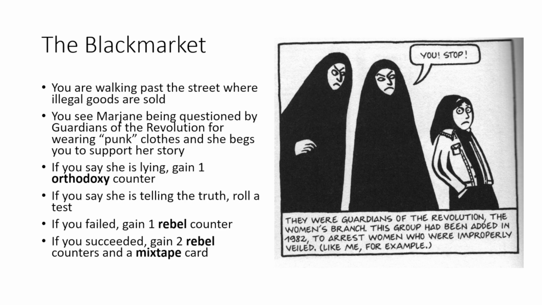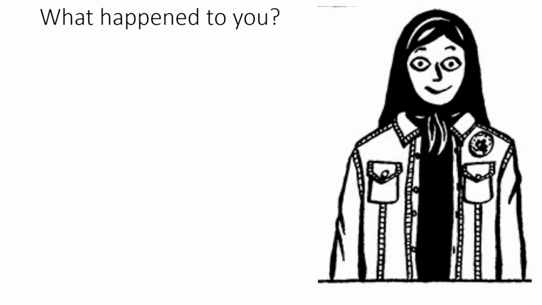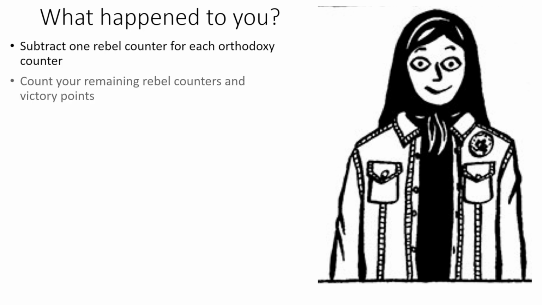So now we need to decide what happened to you, right? What will be your fate? So you've been getting all these different cards, and it's now time to count those cards. So the first thing, for every orthodoxy card you have, get rid of 1 rebel counter, right? So if you have 1 orthodoxy card and 3 rebel cards, discard 1 rebel card. Then count your remaining rebel counters and victory points.